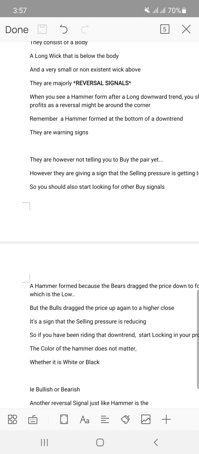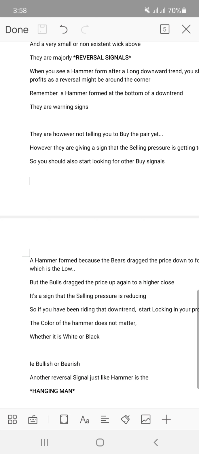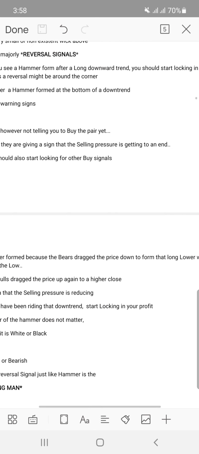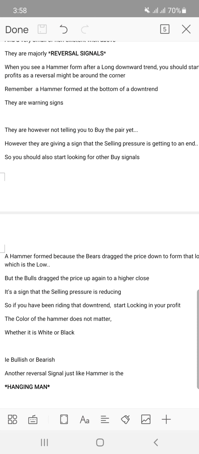Like I said, I will teach you how to combine different candles, two or three, to get stronger signals. You understand? So they are not telling you to buy. They're just warning candles, although some people use them as signals. They are, however, giving a sign that the selling pressure is getting to an end. So if you see a hammer in a downtrend, it's telling you that the selling pressure, that is, the bears are losing momentum. They will soon leave the market. That is what it's telling you.